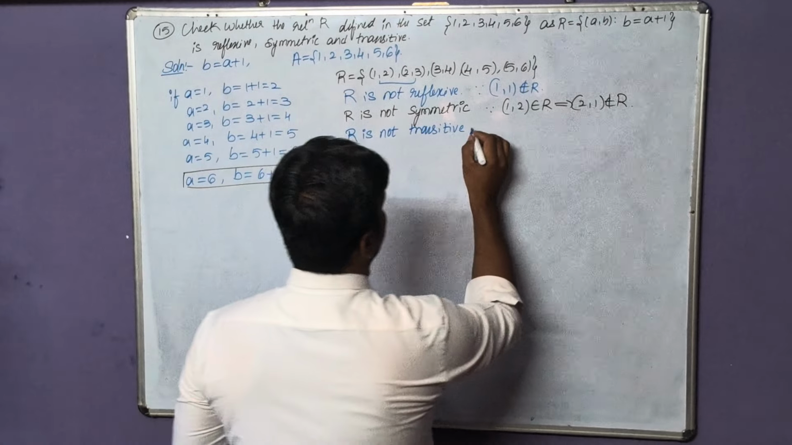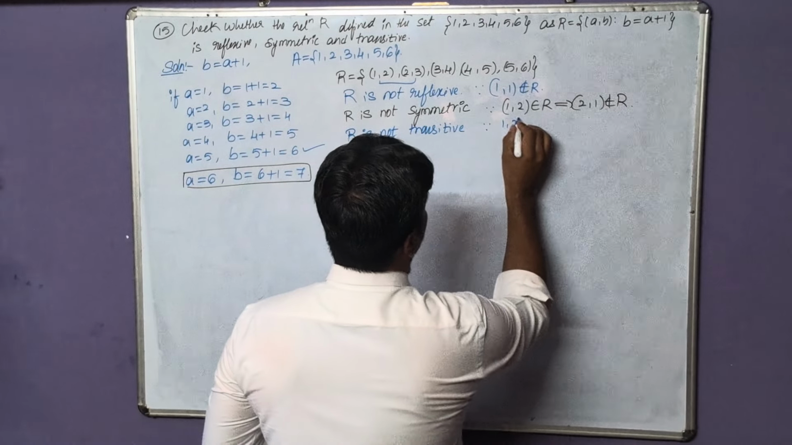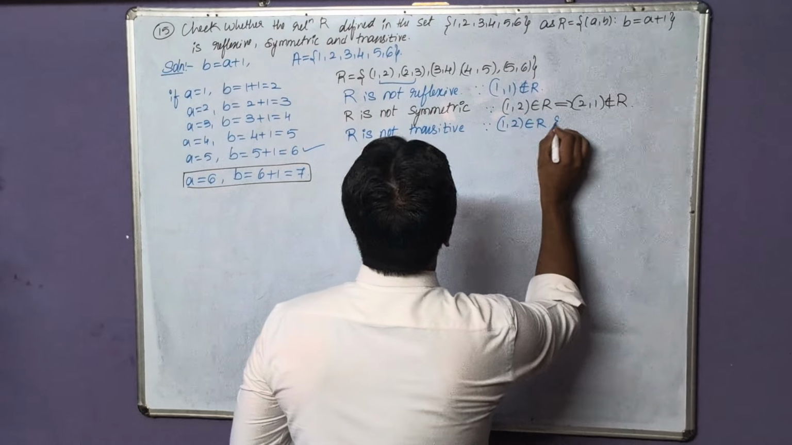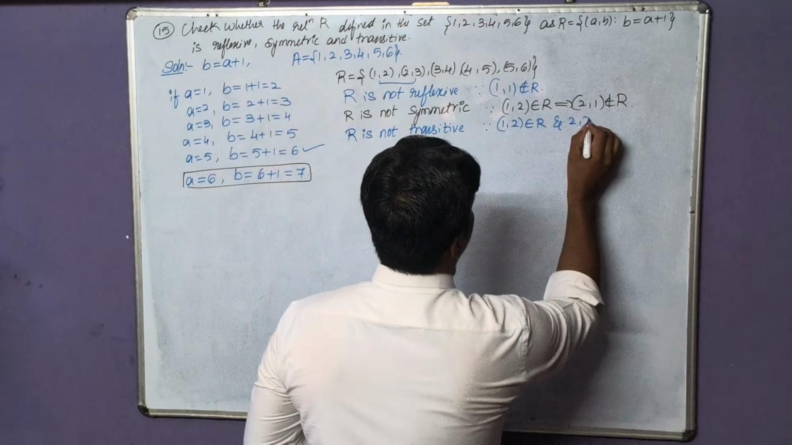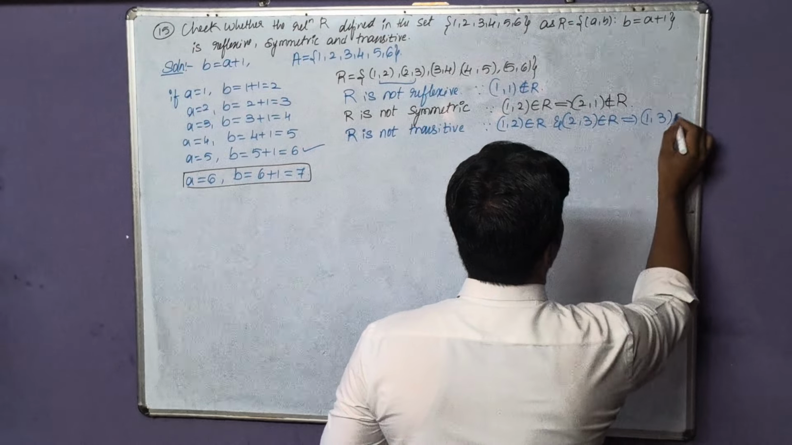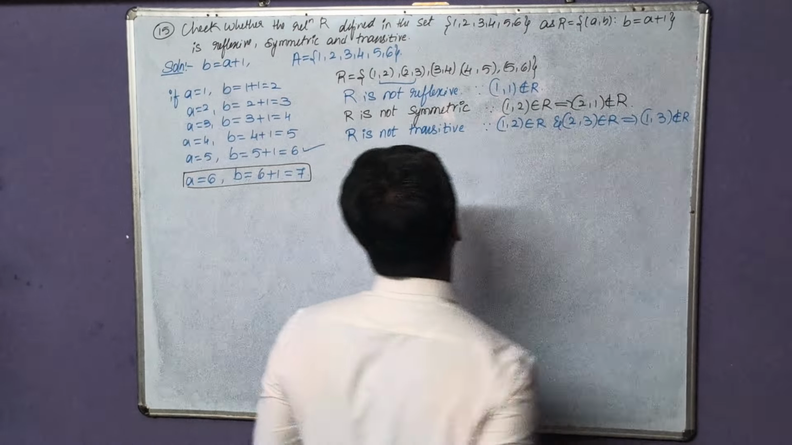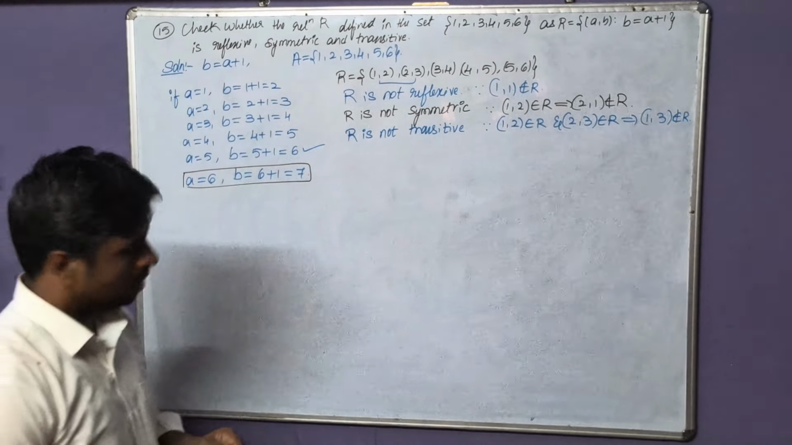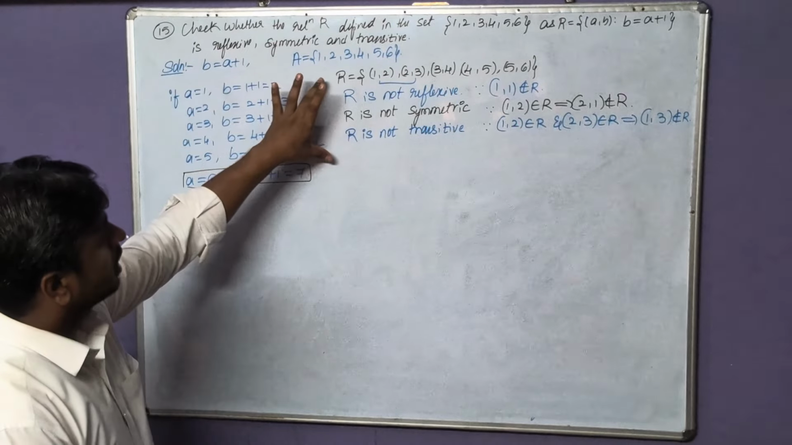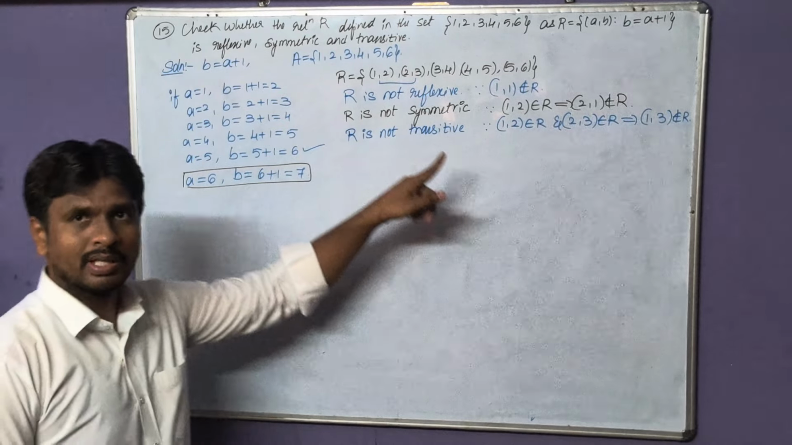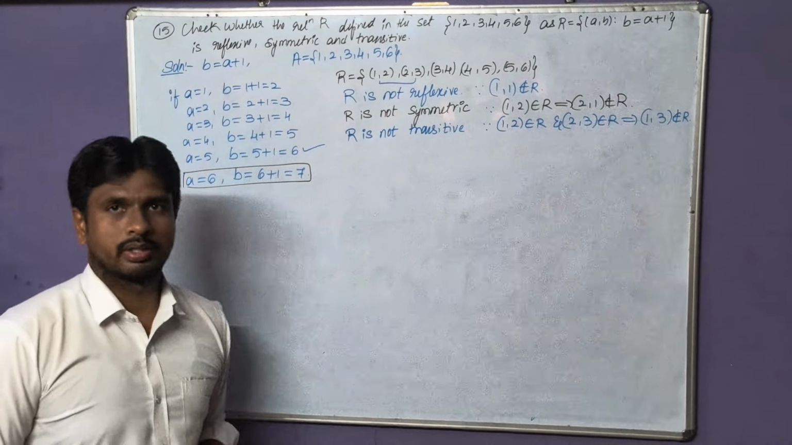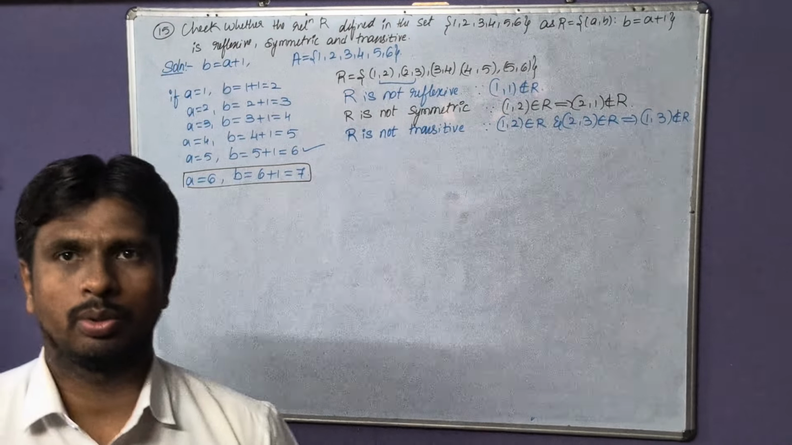So here we have (1, 2) belongs to R and (2, 3) belongs to R, but we don't have (a, c), which is nothing but (1, 3). (1, 3) does not belong to R. Therefore we can say that the given relation is not transitive, which means that finally we can conclude that the given relation is neither reflexive nor symmetric nor transitive. Hope you have understood. Let us move on to the next question.